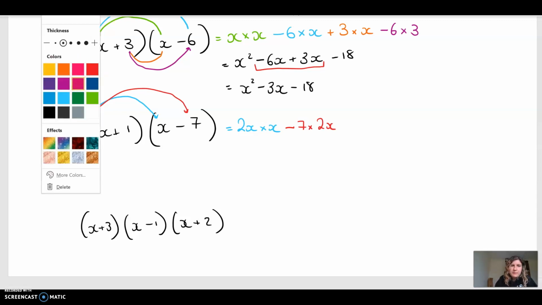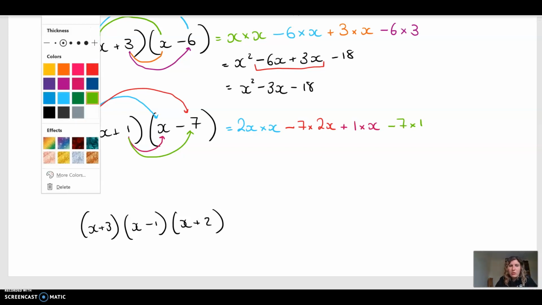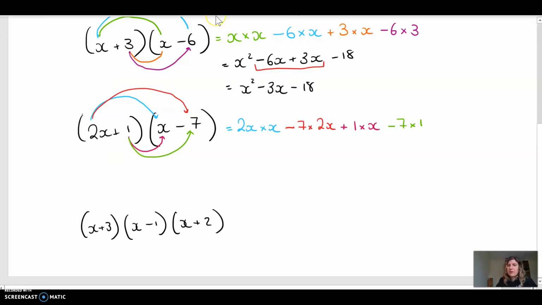Okay, then we have 1 times x. So that's plus 1 times x. And then the last bit, we've got 1 times minus 7, so minus 7 times 1. Again, you'll notice there's 4 parts to that: 1 part, 2 part, 3 part, 4 part. There should always be 4 parts when you're expanding 2 brackets.